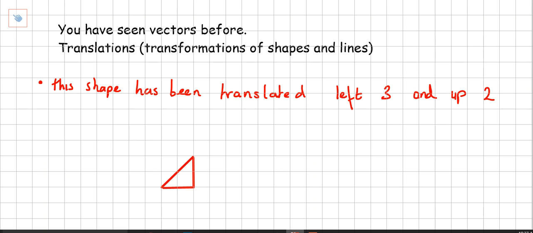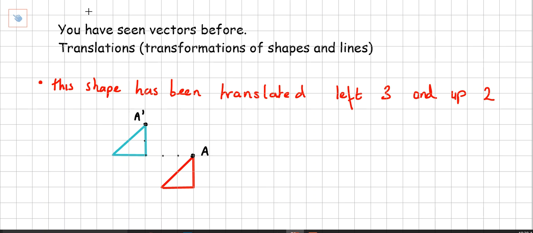You pick a point. Yeah, true. And we move 1, 2, 3 left and 1, 2 up. So if that was point A, this would be point A dash. Remember that? And then my new shape would end up being here. So that was a translation. Yeah, that's easy.